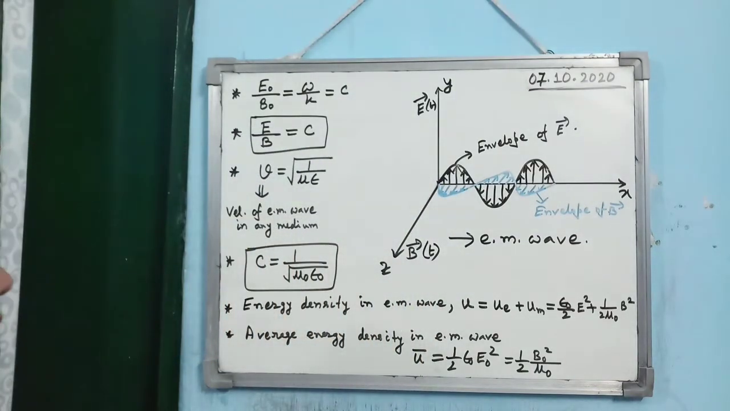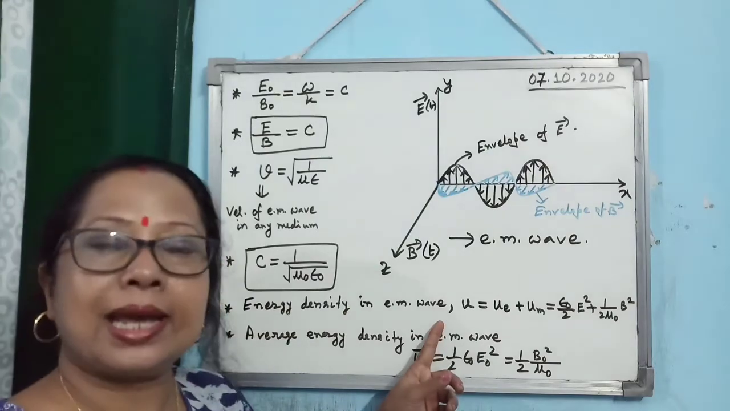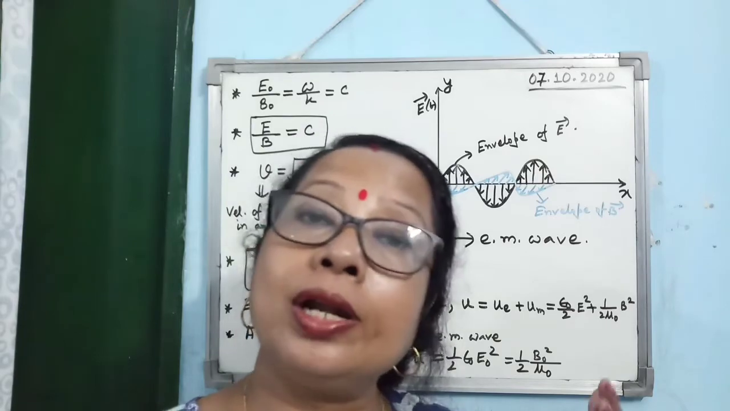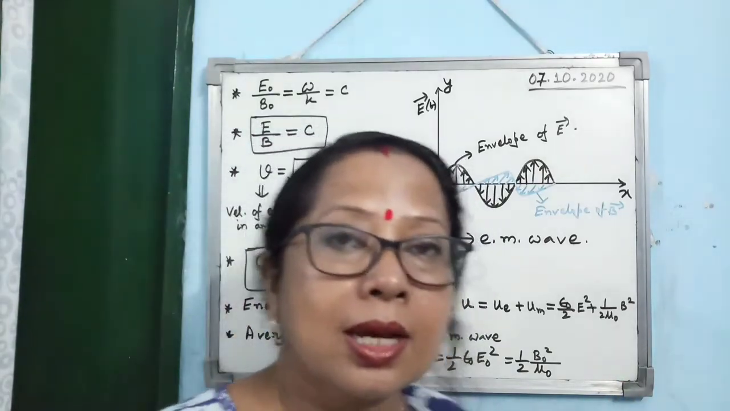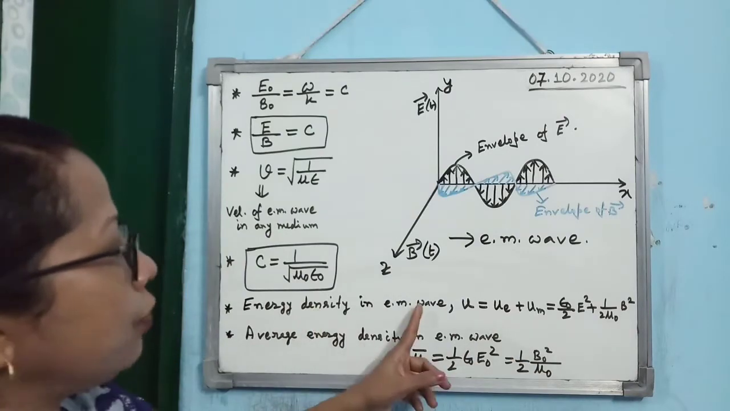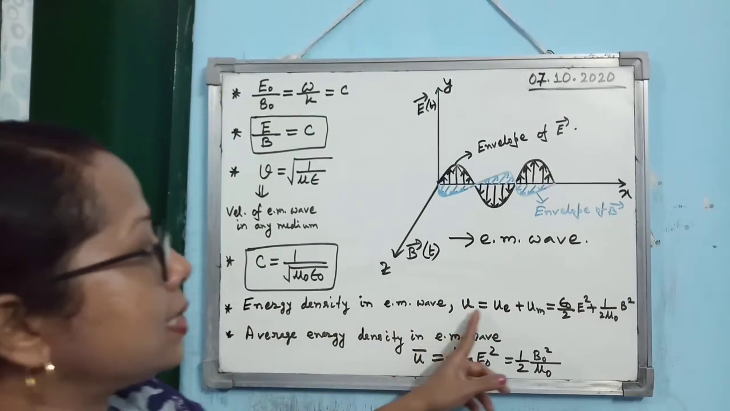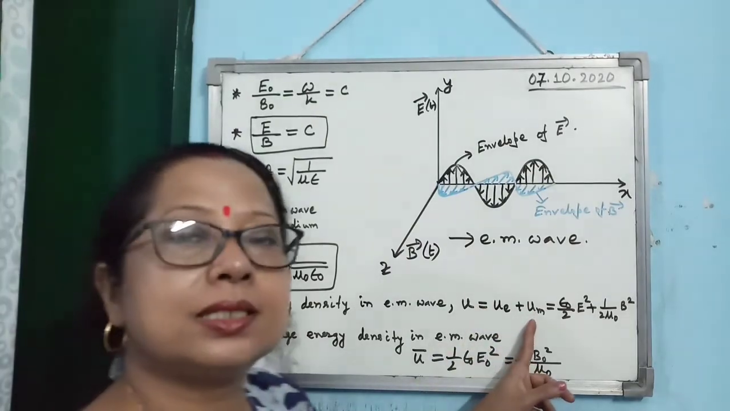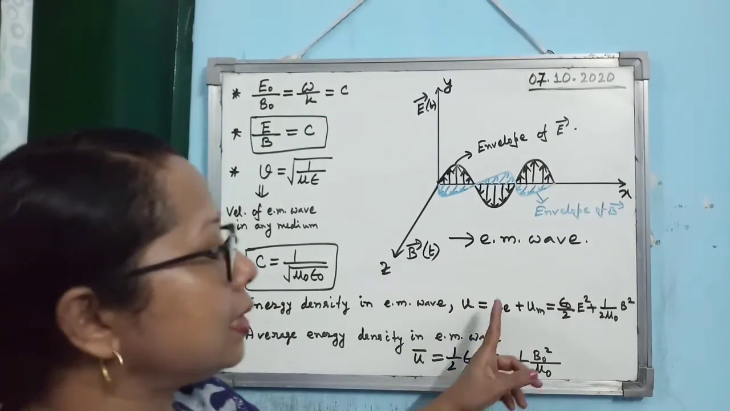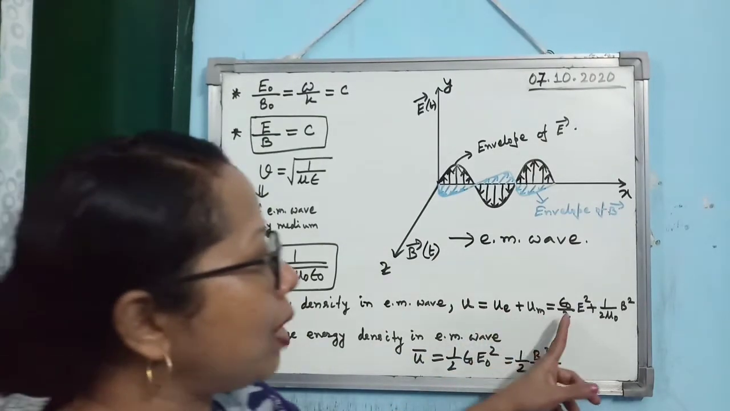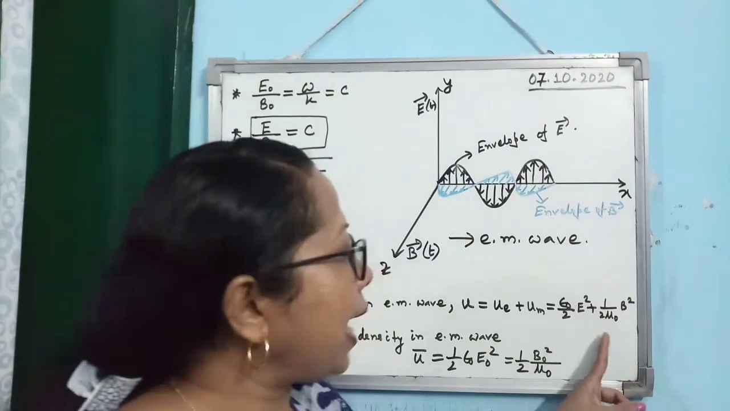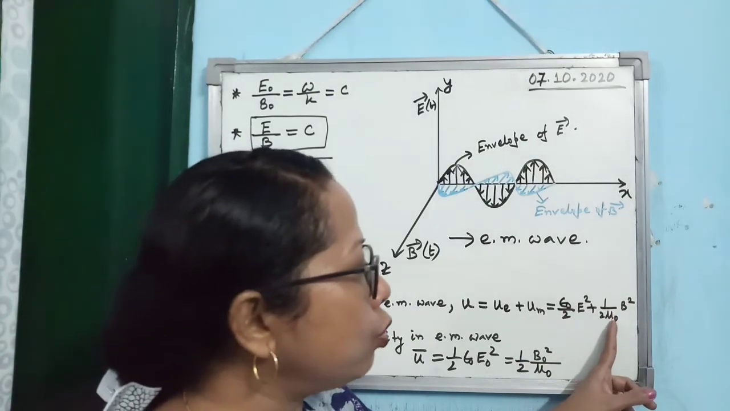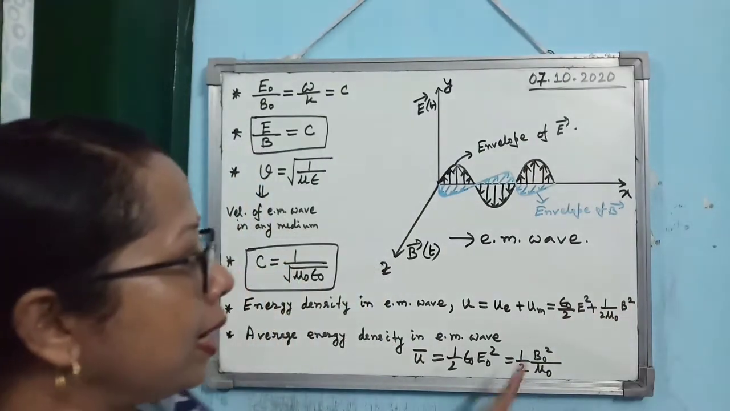And energy density of the electromagnetic energy. What is energy density? What is the expression for energy density? In the previous chapter we have already learned, so I am not going into details. I have just written the relation. In case of electromagnetic wave, energy density is equal to energy density due to electric field plus energy density due to magnetic field. Now energy density for any electric or magnetic field is given by epsilon naught by 2 E square, and the energy density due to magnetic field is given by 1 upon 2 mu naught B square.